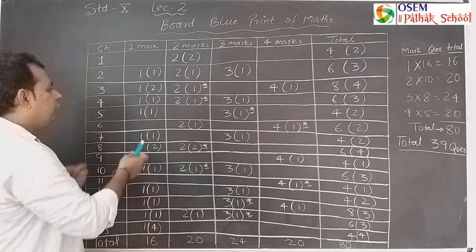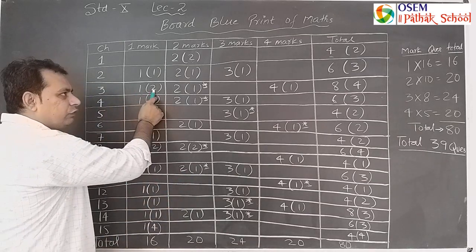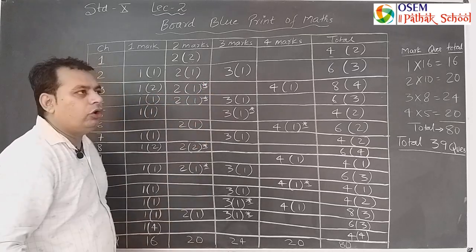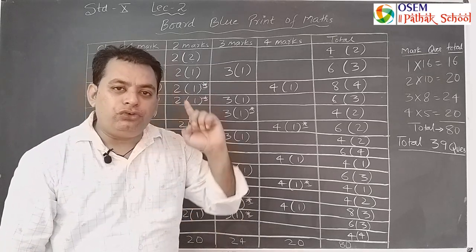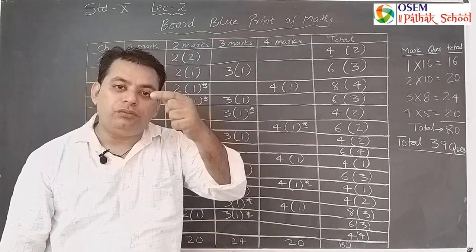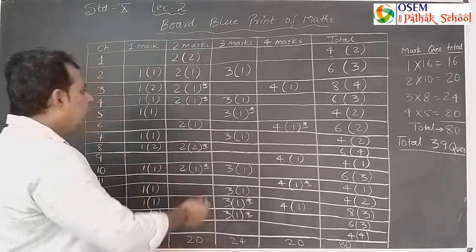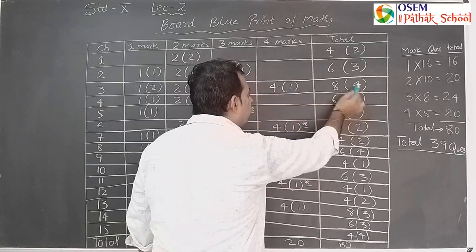Similarly, chapter number 3, linear equations in one variable: 1 mark 2 questions, 2 marks 1 question. This star contains internal options. Internal options means the question has an internal option from the same part, so you can use that to your advantage. And 4 marks 1 question. So it will be 8 marks and 4 questions.